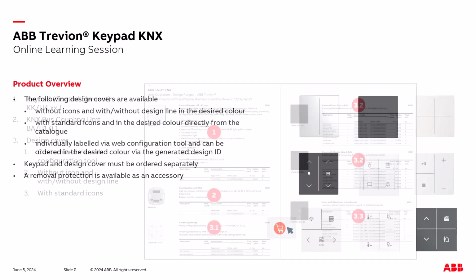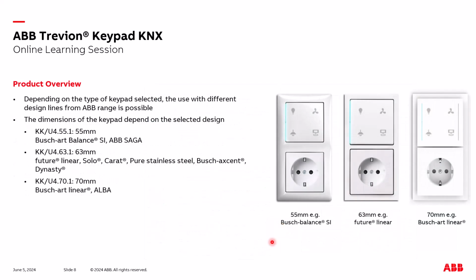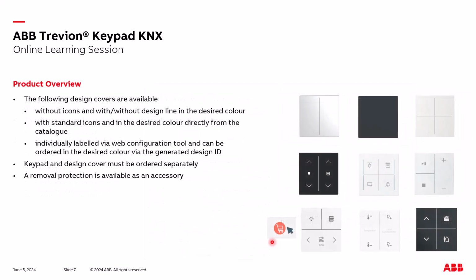Yeah, you see here some examples. This is a simple one without any icon, any text. But if you want, with a separation of this design line, here for the 4-fold, for example, then these standard icons, you see some examples. And finally, you go to the web configuration tool, creating your own solution, including text if you want. Not only icons, but also text is possible.